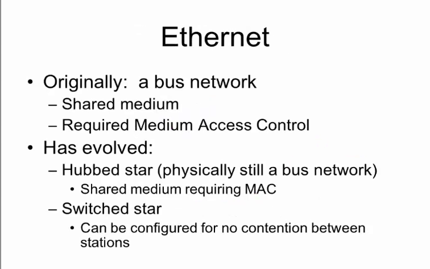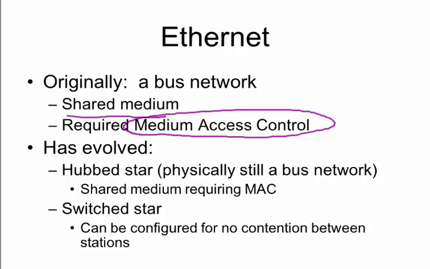So originally, shared medium, so we required medium access control. It's evolved through time. There's a hub star, which I'll look at in a picture in a moment. It's physically still a bus network. The original hubs were still actually working as buses. Then we evolved into the switched star, which is where we are today. It's why everyone calls them switches, because it shifted from being a hub to being a switch.